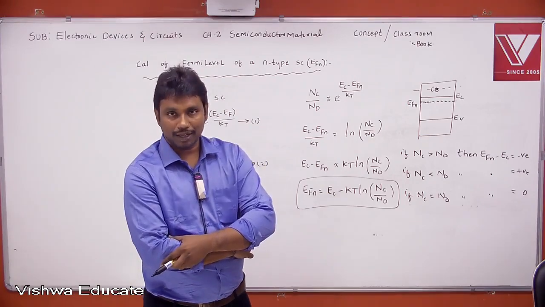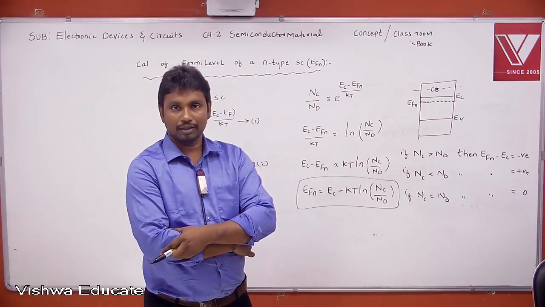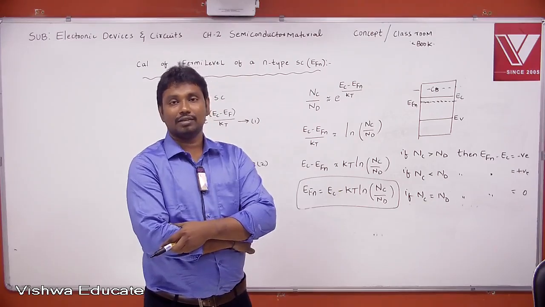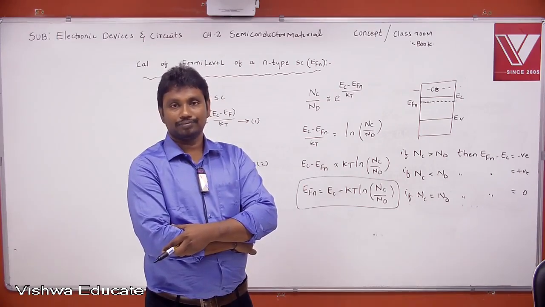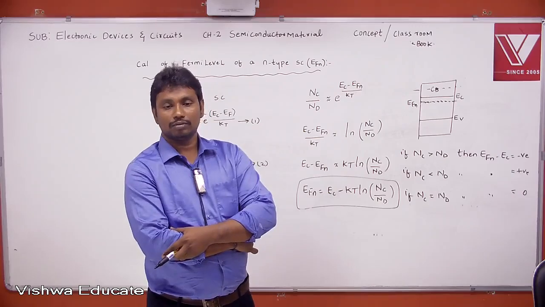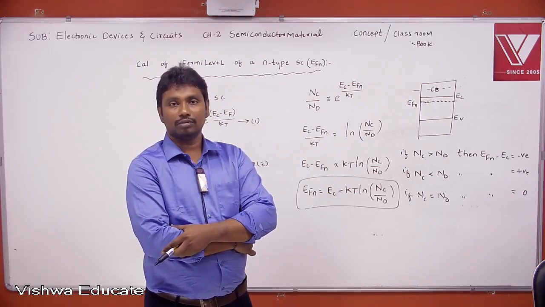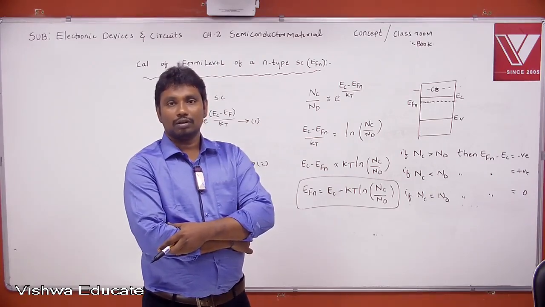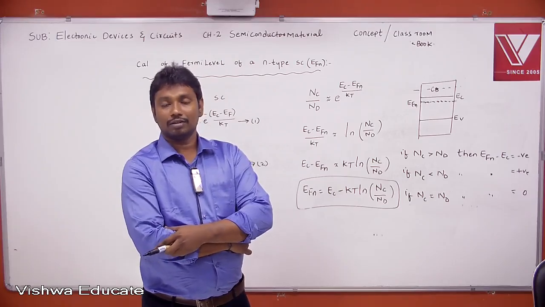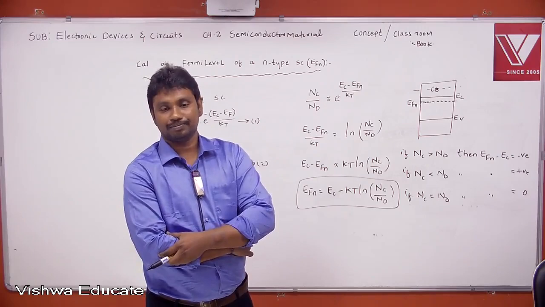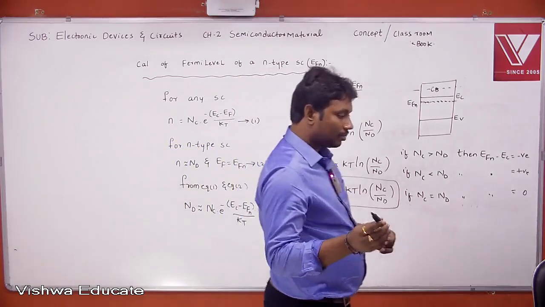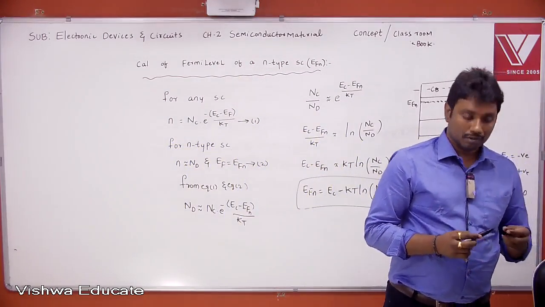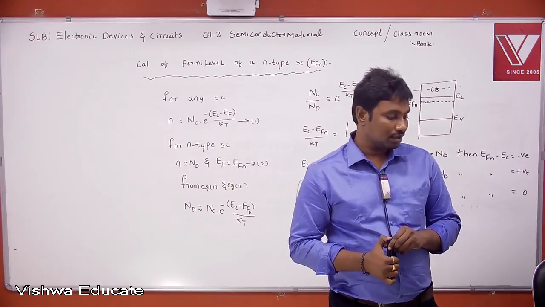Write down. In an n-type semiconductor, if the doping concentration increases, then the Fermi level moves towards the conduction band. Underline the statement that in an n-type semiconductor sample, if the doping concentration increases, the Fermi level moves towards the conduction band.